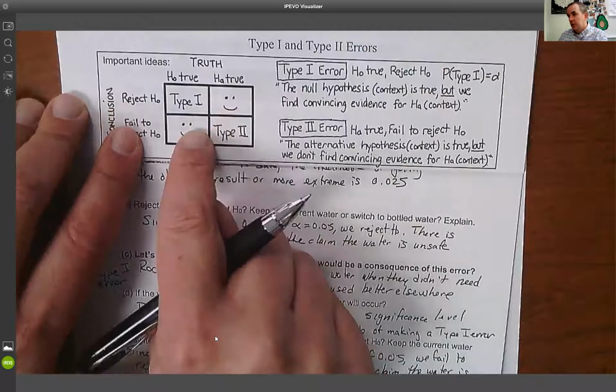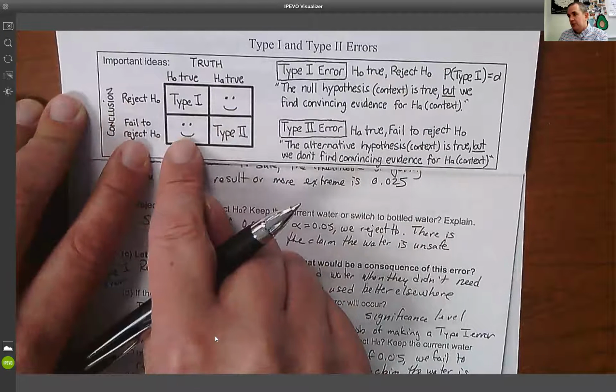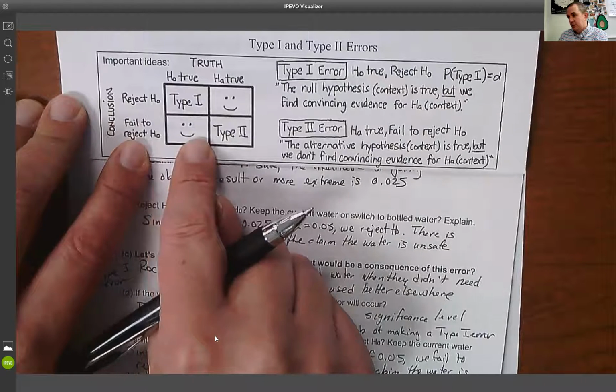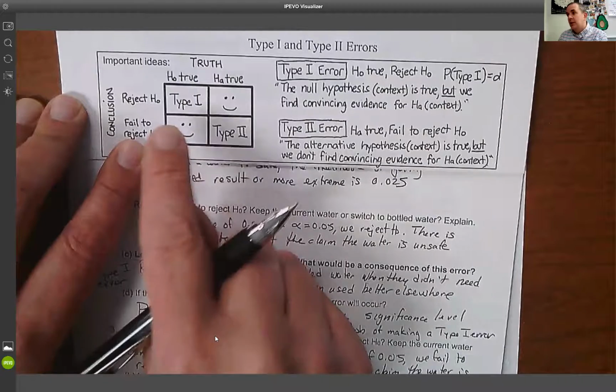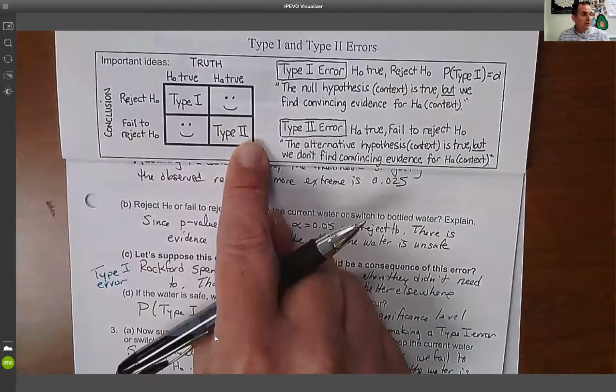I did what I should. If I fail to reject the null and the null is true, that's a good decision. So again, if I said the water is safe and the water is actually safe, that's good. Type 2, I say the water is safe when it's actually unsafe.